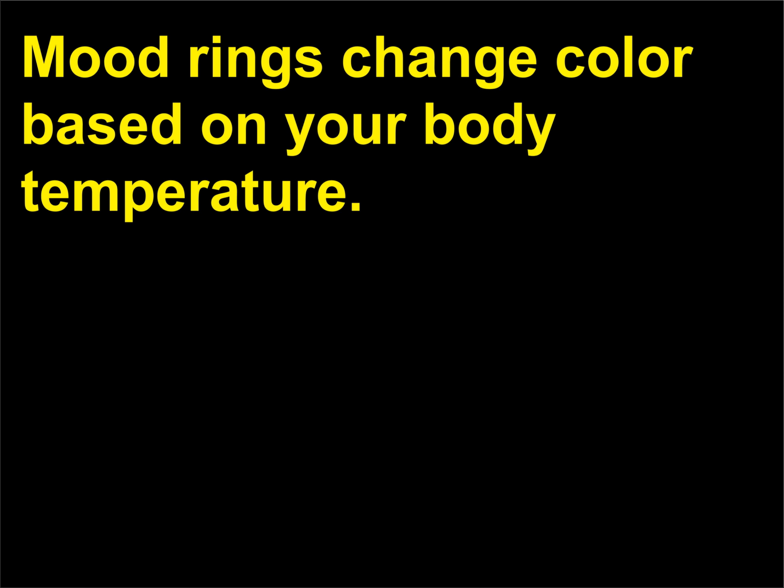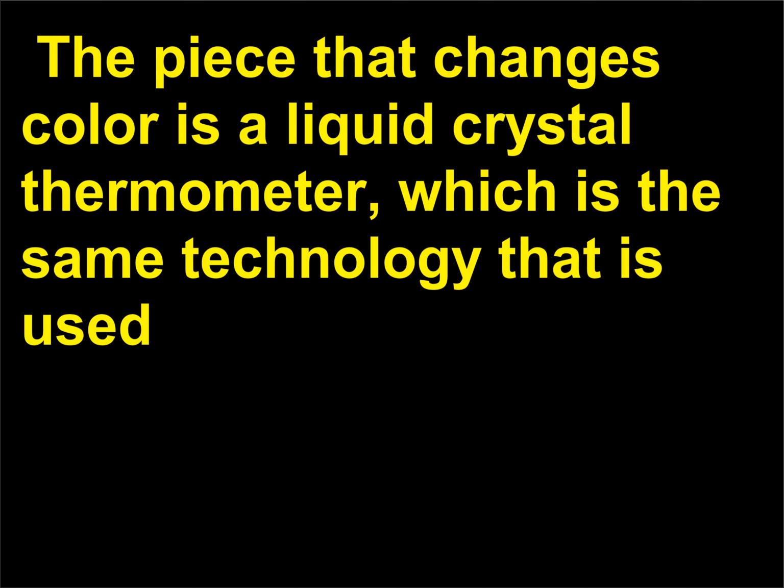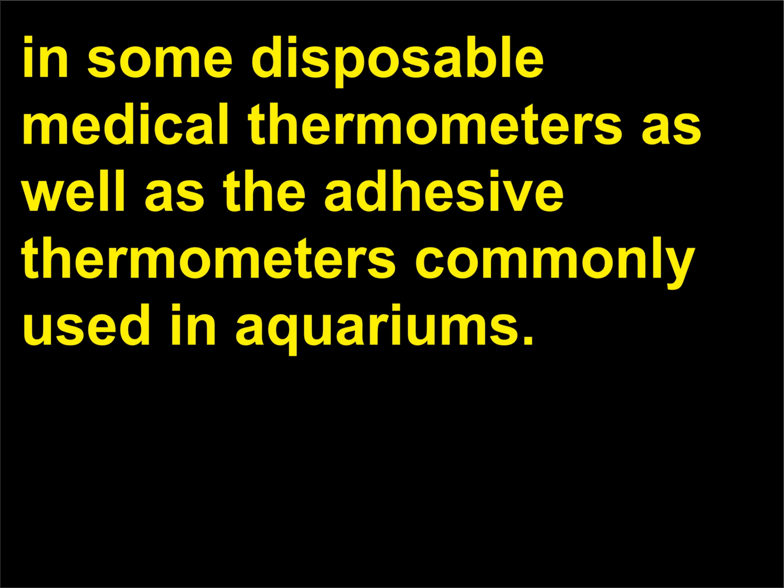How do mood rings work? Mood rings change color based on your body temperature. The piece that changes color is a liquid crystal thermometer, which is the same technology that is used in some disposable medical thermometers as well as the adhesive thermometers commonly used in aquariums.